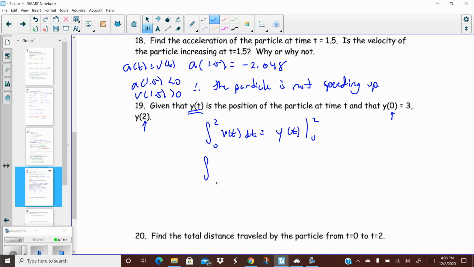All right. So I know that the integral of the velocity from 0 to 2 is going to be y of 2 minus y of 0. And that's using the fundamental theorem part 1. I'm going to plug the 2 in for t, I'm going to plug the 0 in for t, and then I'm going to subtract. Well, the good news is I know one of those values. This is why we picked these specific values. Y of 0 is 3.